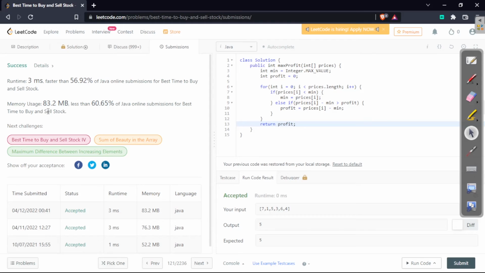Cool, it submits, and as you can see, it's not the greatest, as I am not using Math.min or Math.max, but this is also a viable and good solution. If you want to understand, this solution is a pretty good one to understand.